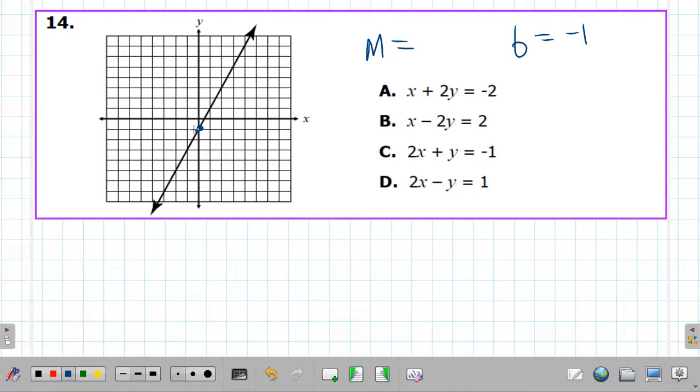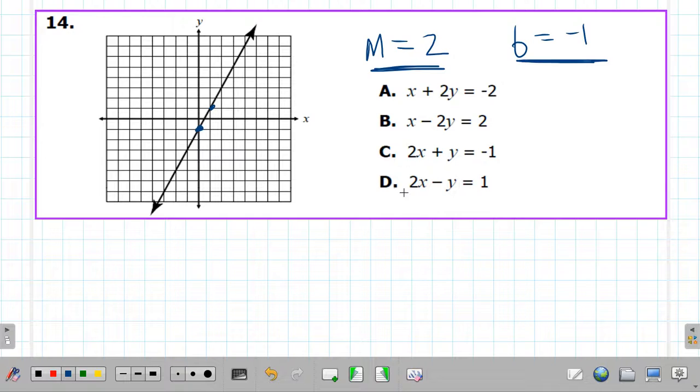Slope is, well, we'll go from here to, let's say here. We've got to go up 2 over 1. So that means my slope is going to be 2 over 1, or 2. Okay, so then we could go through and do all these and figure out which one in slope-intercept form gives us the right equation or the right line.